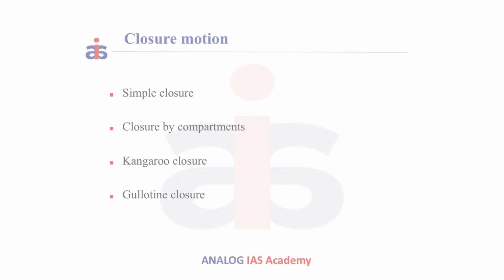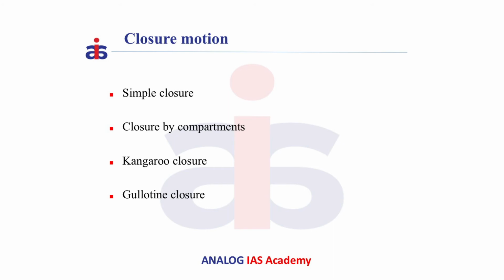Next, let us discuss closure motion. This motion is moved by a member to cut short the debate on a matter before the House. If this motion is approved by the House, the debate is stopped and the matter is put to vote. There are four kinds of closure motions. First is simple closure. This is done when the matter is sufficiently discussed and it can now be put to vote.